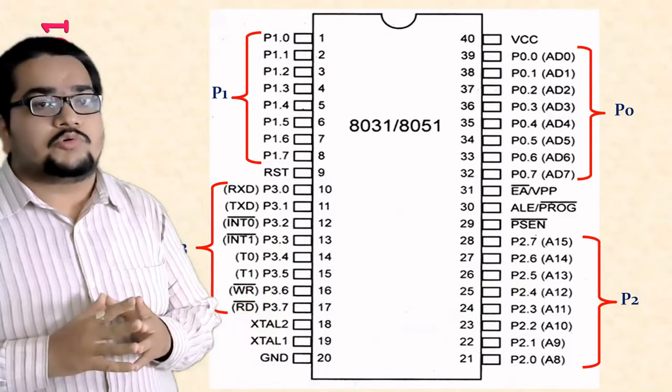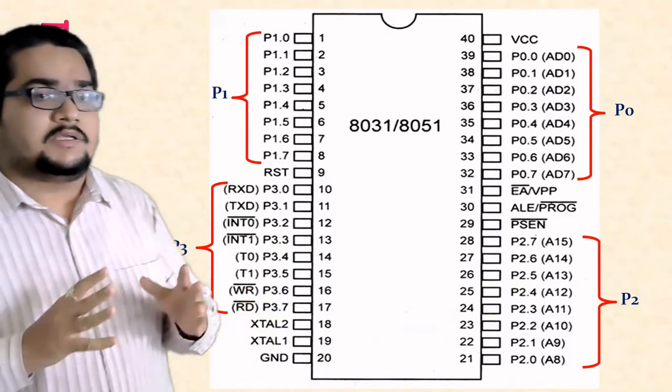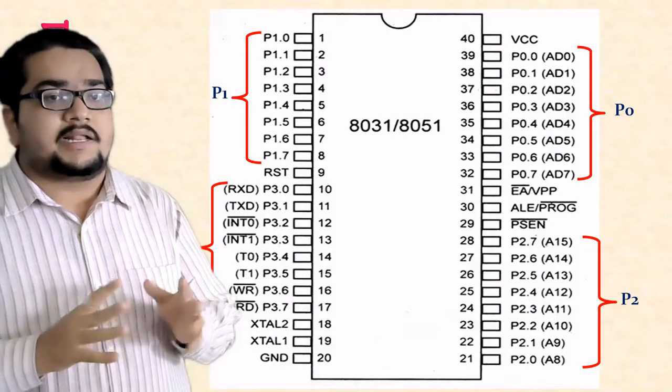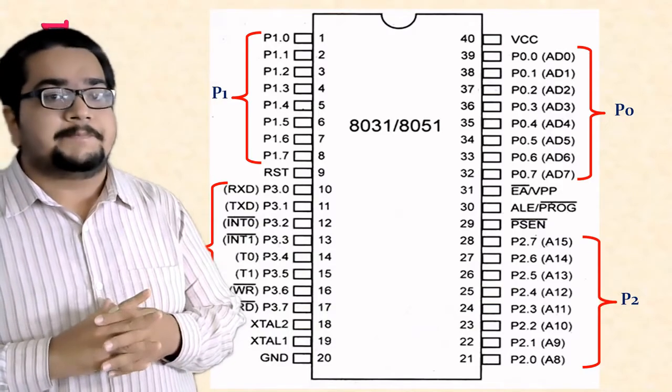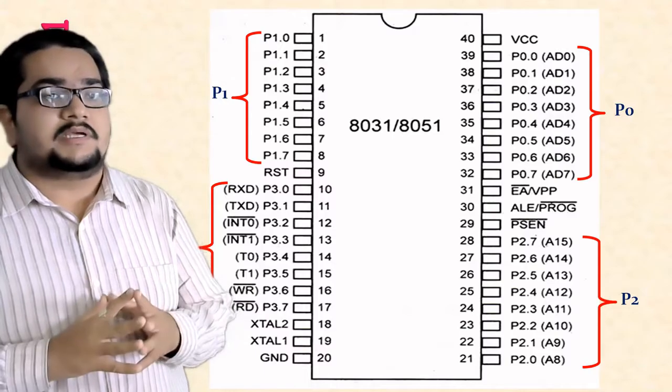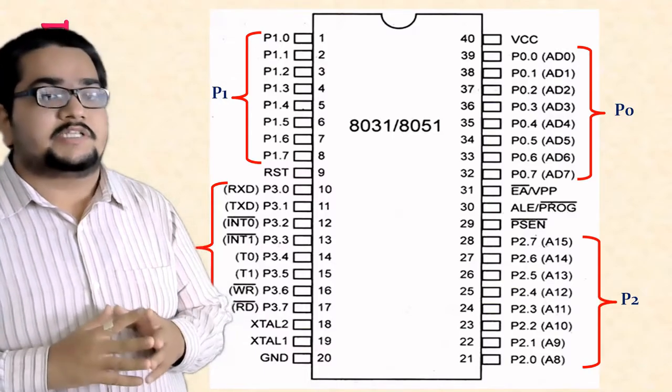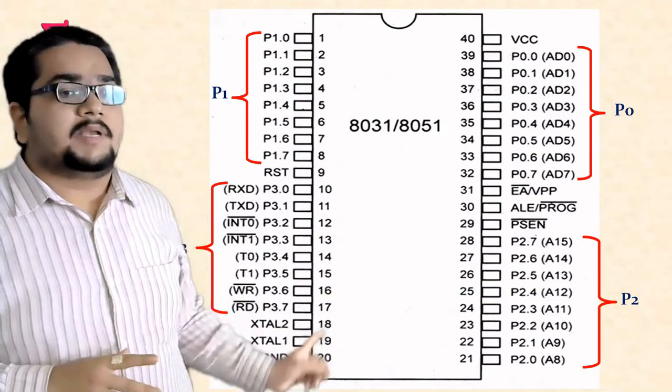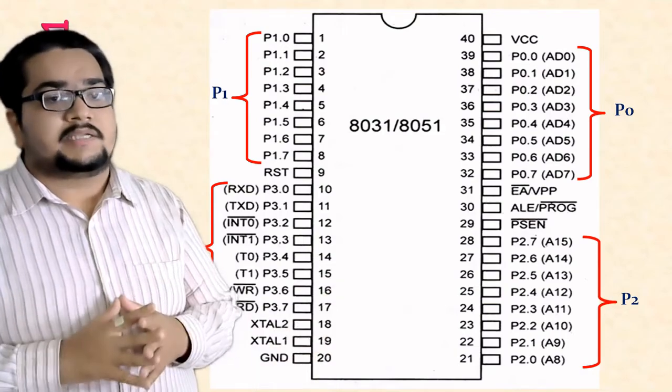So when we talk about all the pins, out of 40 pins, 32 are bidirectional input output lines, and of the remaining 8, obviously 2 pins are the power supply pins, VCC and ground, that is pin number 40 and pin number 20 here. So the remaining are 6 lines.